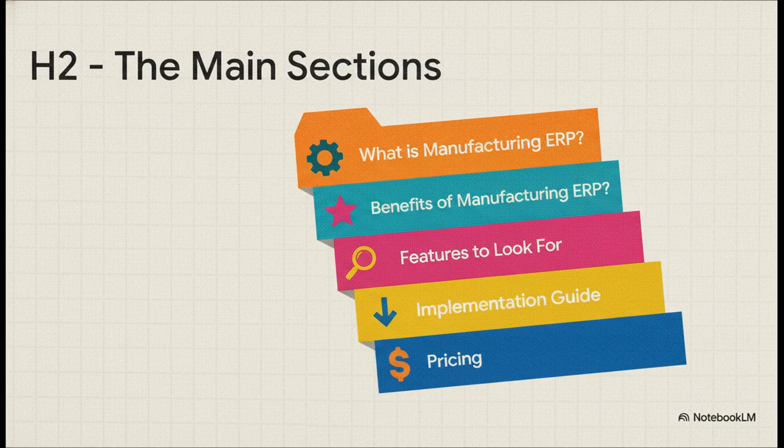Now, once you have your title, you can't just write endlessly. You have to divide your long article into sections. Those are your H2 headings. You'd introduce major topics like, what is manufacturing ERP? Benefits, features, implementation, and pricing. Every single H2 introduces a major shift in the conversation to both Google and your reader.